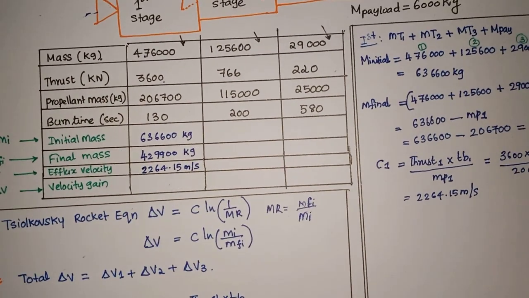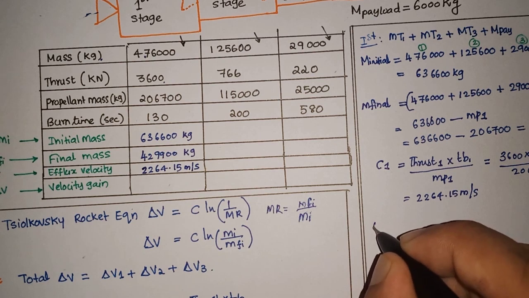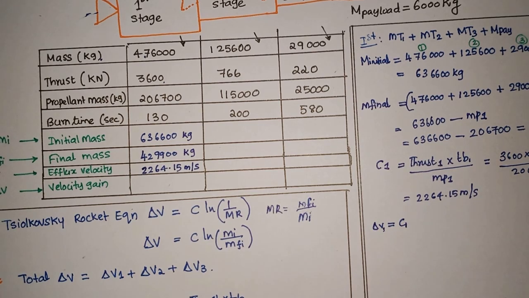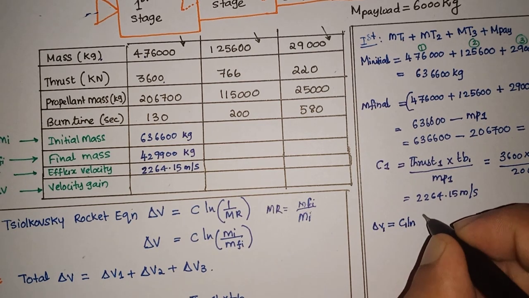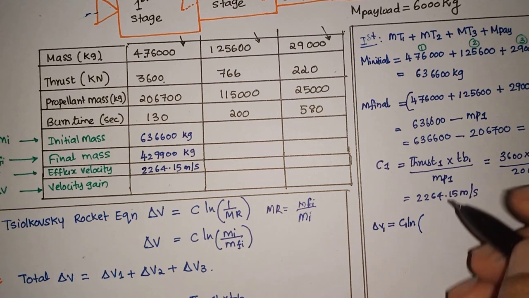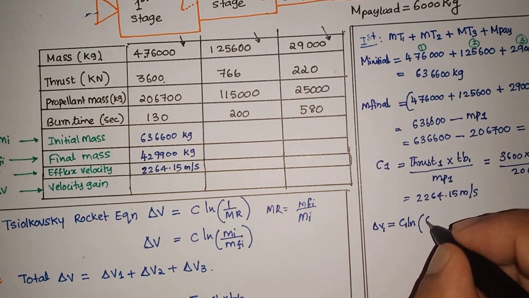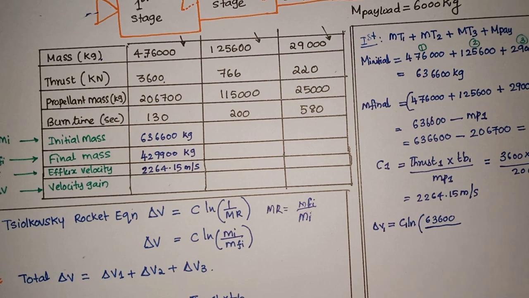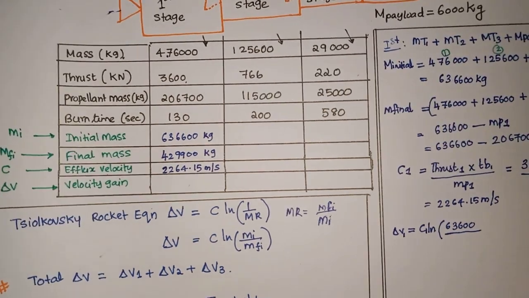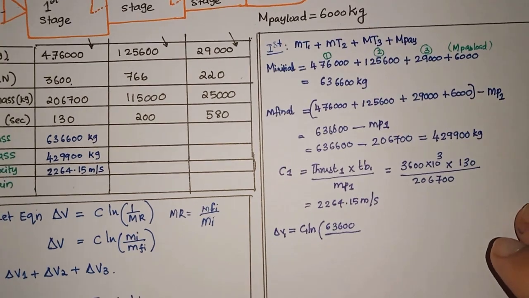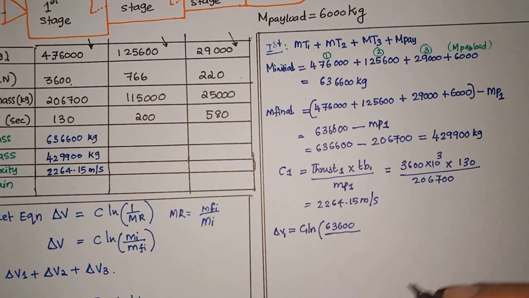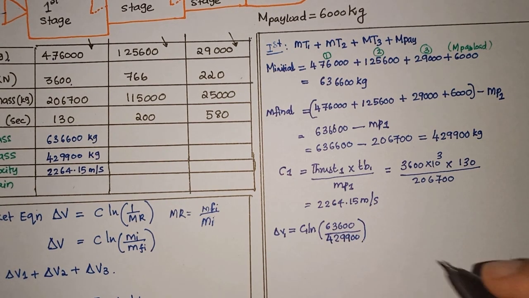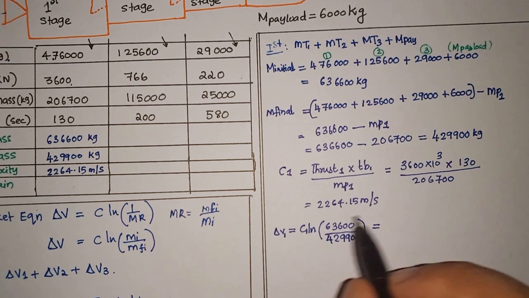So what is going to be the velocity gain here? It's simple. Your delta V is going to be C1 for the first stage, so we can write delta V1 times the logarithm of your initial mass, which we know is going to be 636600, divided by the final mass. We should be very careful here, and be in a position to clarify. So it is going to be 429900.